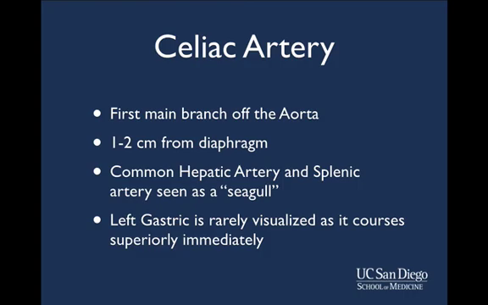Let's move on to the first branch of the abdominal aorta, the celiac artery. This comes from the aorta about 1 to 2 centimeters below the diaphragm and branches rapidly into the common hepatic artery and splenic artery, which make up the wings of the seagull in the seagull sign. The left gastric artery is another branch of the celiac artery, but is rarely visualized as it courses superiorly immediately.